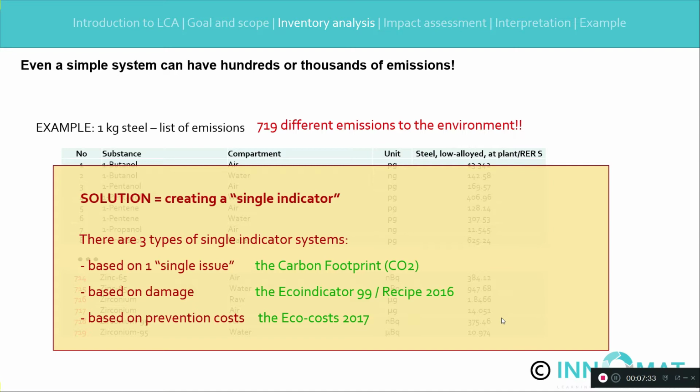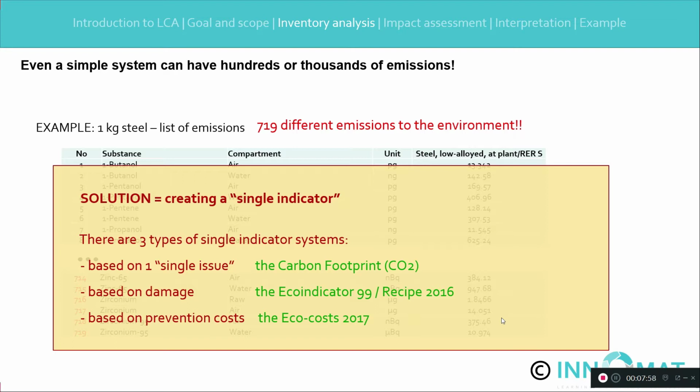The second possibility is to try to calculate the external damage of each emission and add it up to determine the total damage. Such an indicator is the ReCiPe indicator system, providing the damage information in points. Damage is nice to know, but hard to calculate, so not accurate at all.